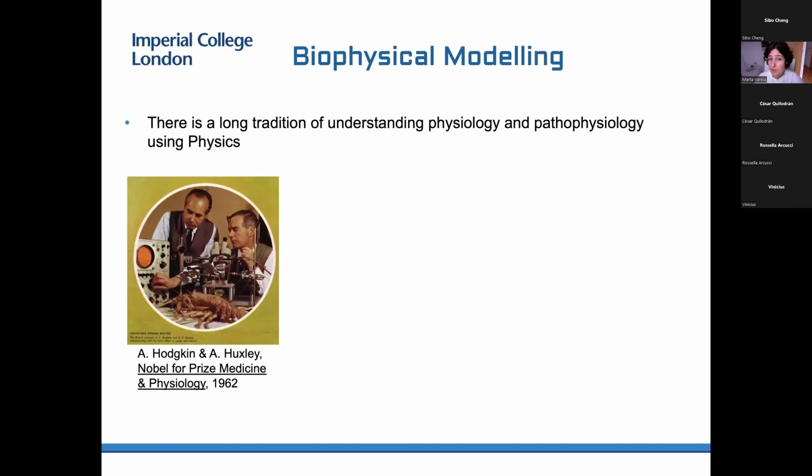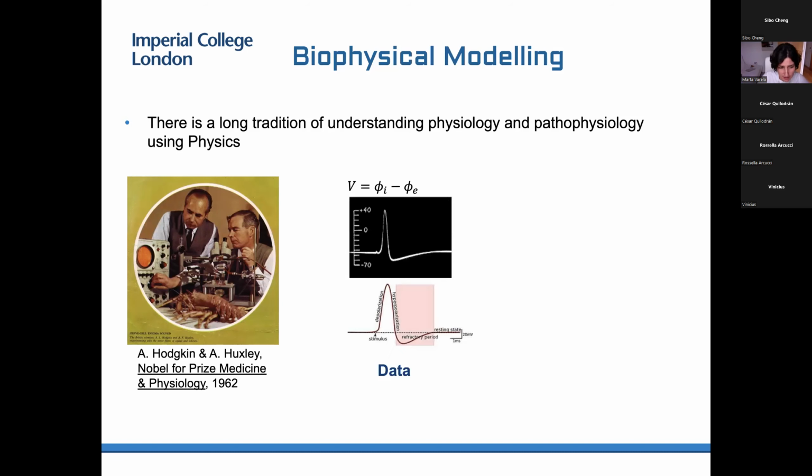There's a long tradition of understanding physiology and pathophysiology using physics. I chose this as the example. These are Hodgkin and Huxley, who won the Nobel Prize for Medicine and Physiology, seen here with what seems to be a huge lobster, but apparently is a squid. And they were doing experiments on the giant neuron of the squid, which you can see macroscopically, and acquired a lot of data about the potential difference across the neuron wall, which you can see here.